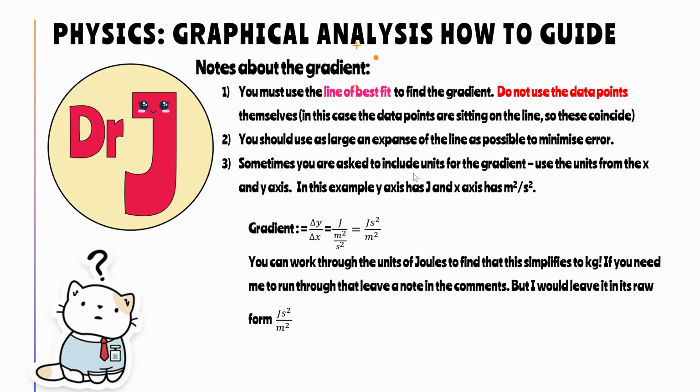And sometimes you get asked to include units for the gradient. Use the units from the x and y axis. In this case, we have y-axis has joules and x-axis has m squared over s squared. So I'd have delta y over delta x. So it'd be joules divided by m squared over s squared, which simplifies to this. Now, I would leave the units as is because I've got it straight off the graph and it's perfectly valid. You can, of course, work through these units and it will actually turn out to be kilograms, but there's no need to do this ordinarily.